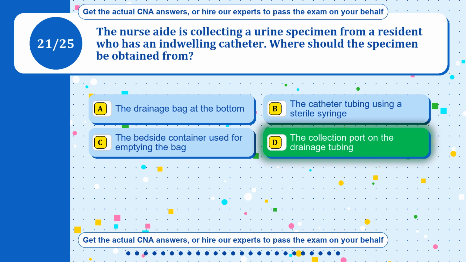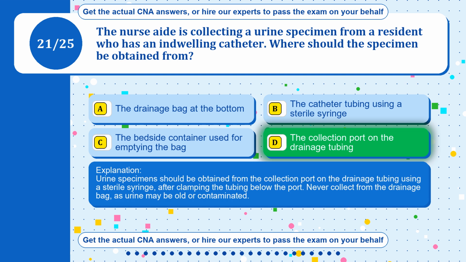The collection port on the drainage tubing. Urine specimens should be obtained from the collection port on the drainage tubing using a sterile syringe, after clamping the tubing below the port. Never collect from the drainage bag, as urine may be old or contaminated.